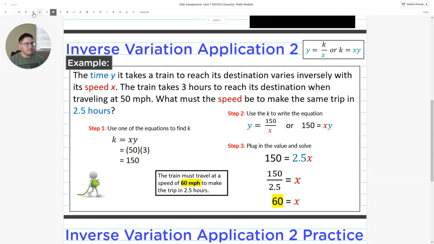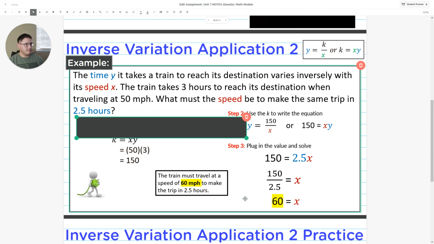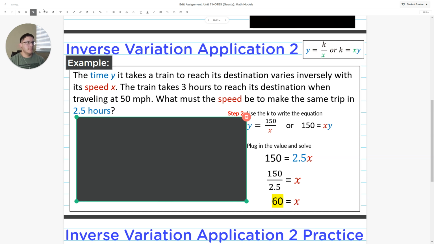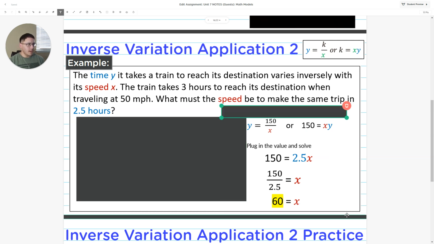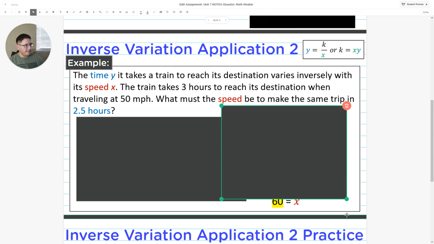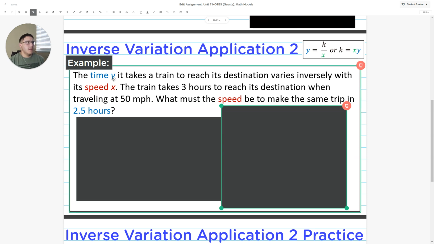Here's another example. Let me just cover some things up so that I can teach it. The time y it takes a train to reach its destination varies inversely with speed x. The train takes 3 hours to reach its destination when traveling at 50 miles per hour. What must the speed be to make the same trip in 2.5 hours?